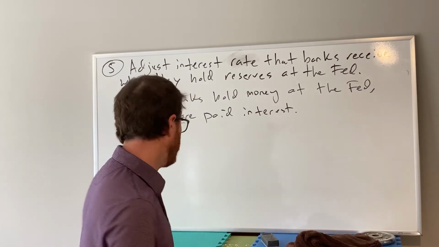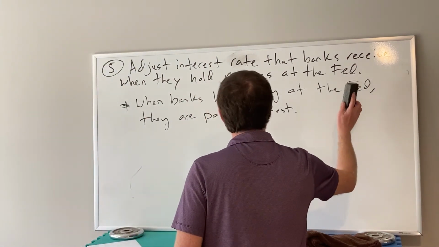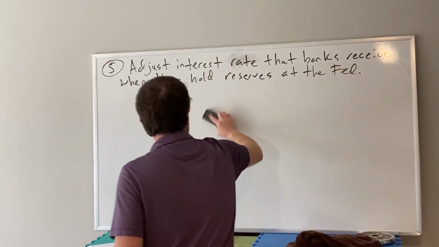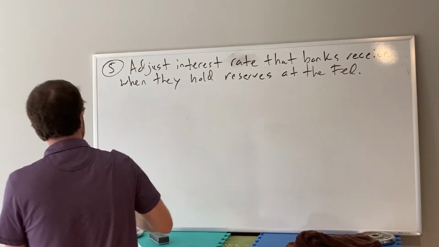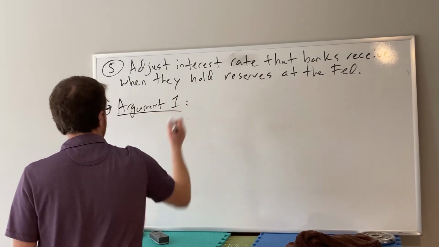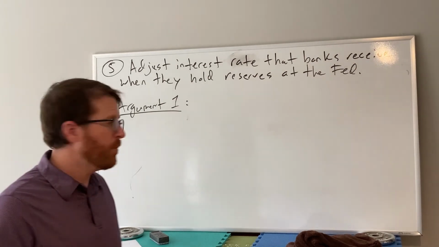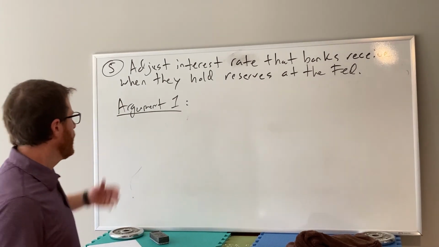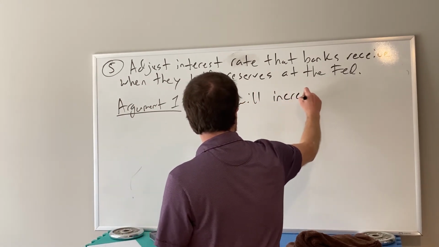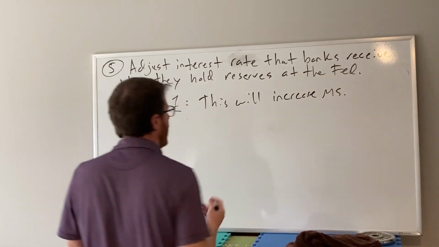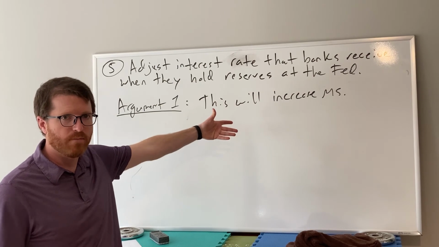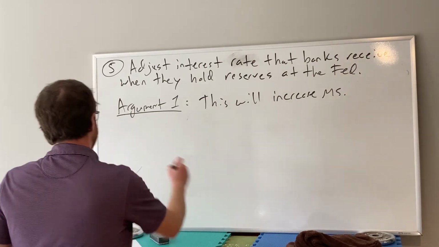So how does this affect things? Well, there's actually two arguments. So first of all, we'll start with a first argument. I've got to start someplace, so we'll start with one of these two arguments. The argument might be that this will increase the money supply. All right? The higher the interest rate is on these reserves, the more money there would be. Okay? The logic is this.